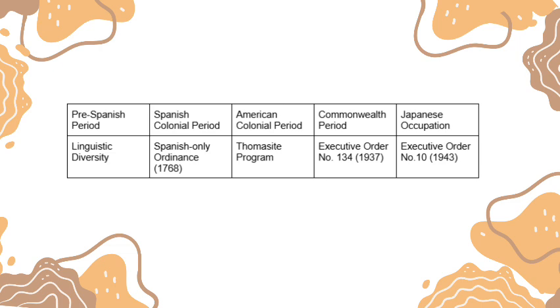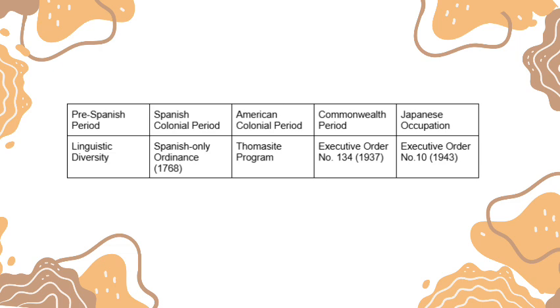Next that we have is the Commonwealth period. So the policy that it has is all about a move towards a national language to foster unity and national identity. Tagalog was chosen as the basis for this national language. So Executive Order number 134 declared Tagalog as the basis for the national language.